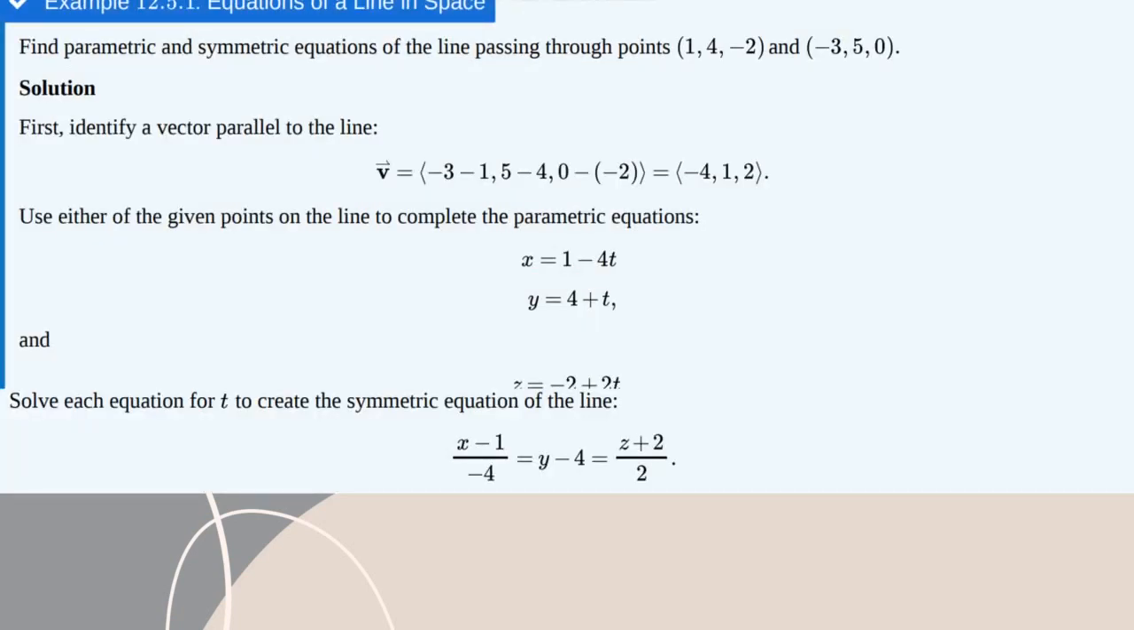Now, let's have the first example. Find the parametric and symmetric equations of the line passing through 1, 4, -2, and negative 3, 5, 0. The first, dapat kuhaon pa nato si vector v. Kinamit tayo 2 points. Let's subtract this. We have negative 3 minus 1, 5 minus 4, 0 minus negative 2. And this is equal to negative 4, 1, 2. Now from here, sabuhat pa nato.